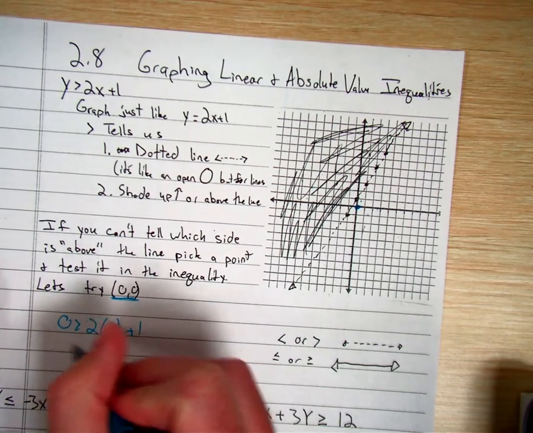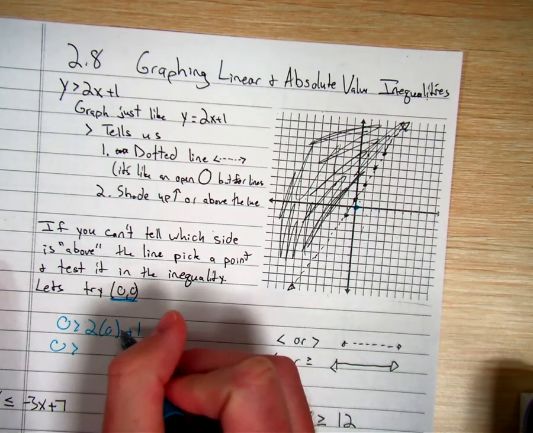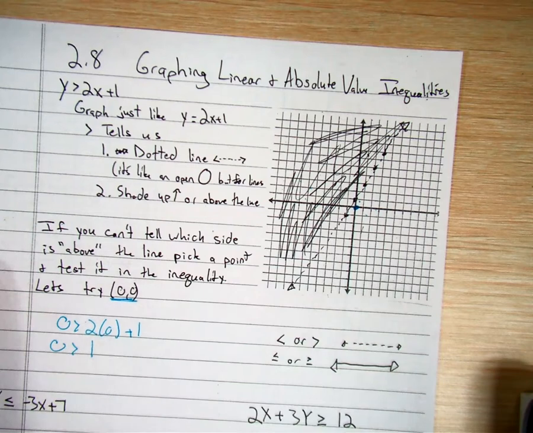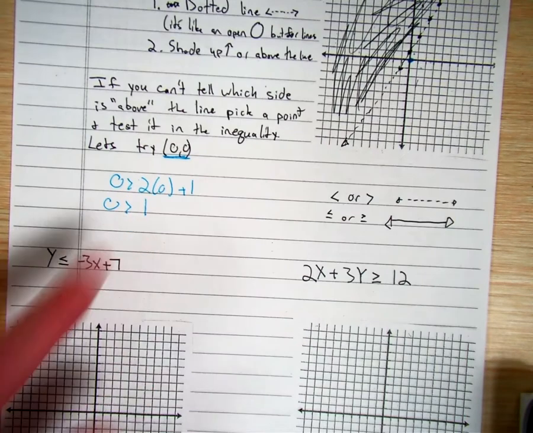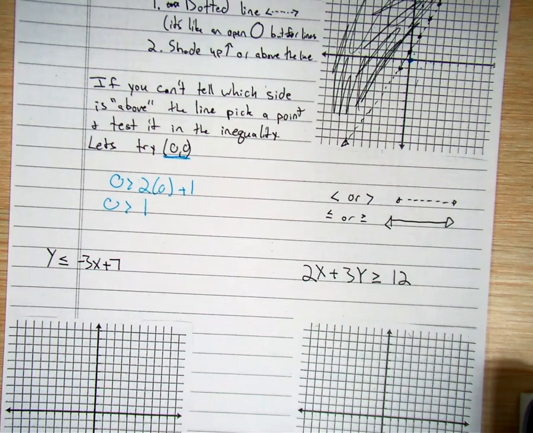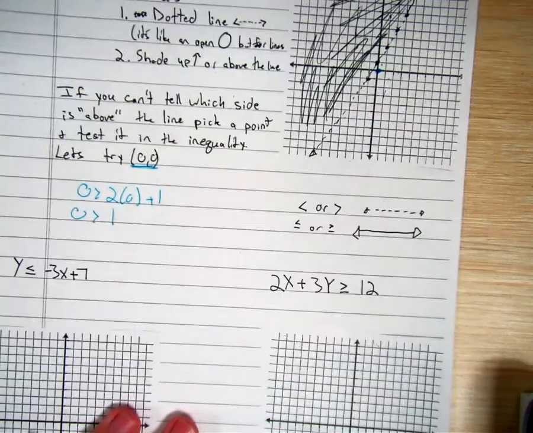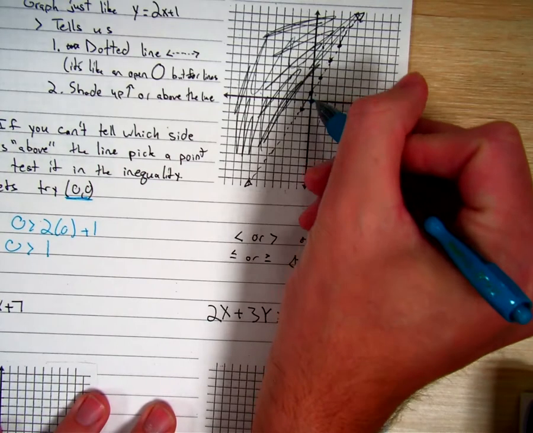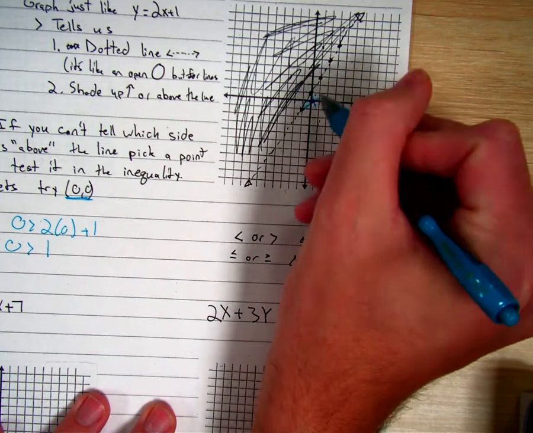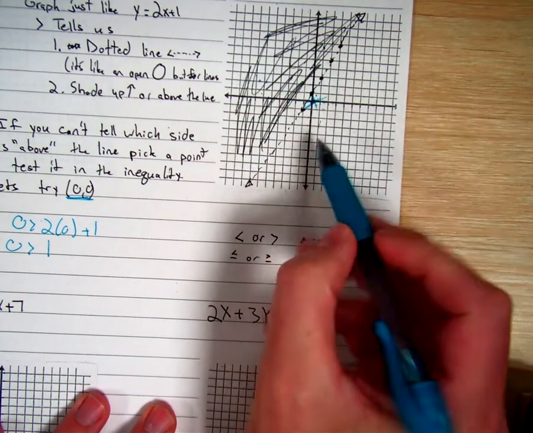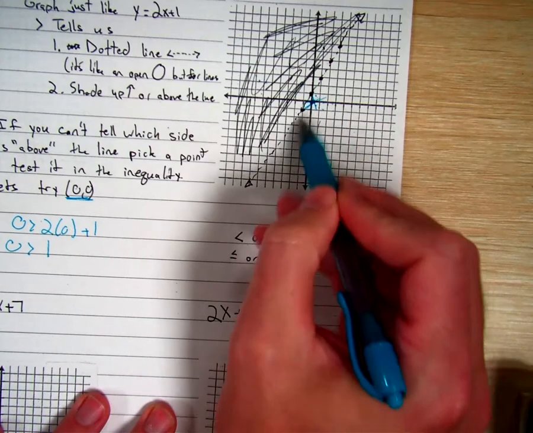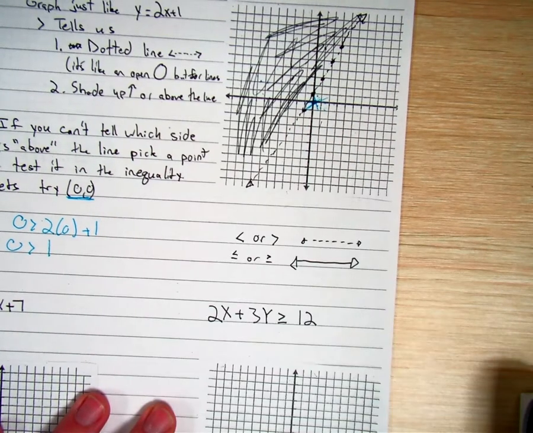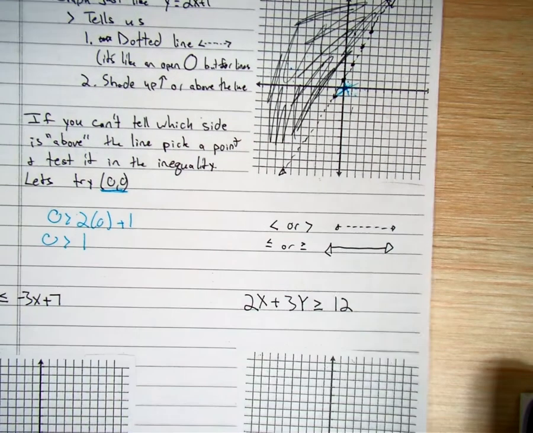2 times 0 is 0. Is 0 bigger than 0 plus 1? So is that a true statement? Is 0 greater than 1? No, that's not a true statement. So this is not the side I want to shade on. Doesn't work. So shade the other side. If this did work, then that's the side I want to shade. If it doesn't work, nope, shade the other side. Piece of cake.